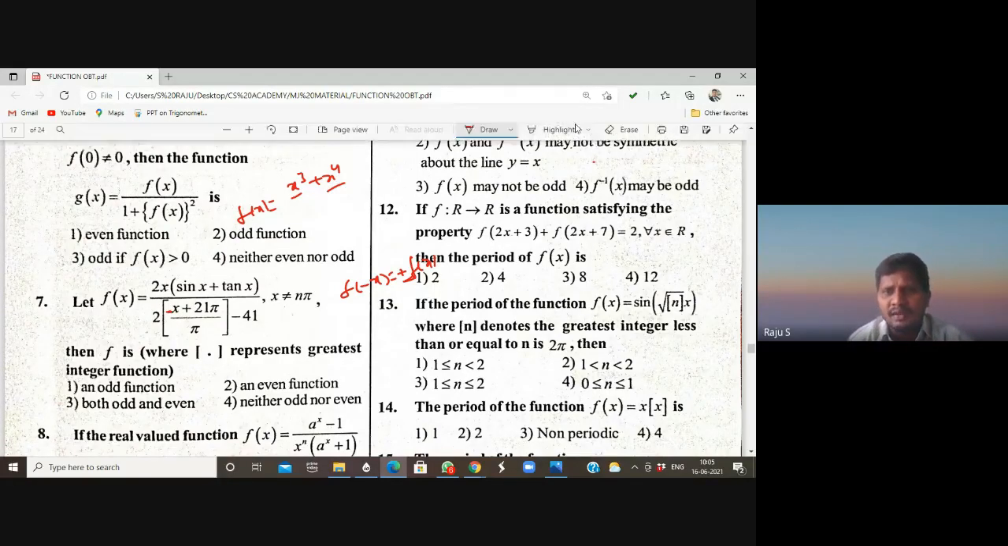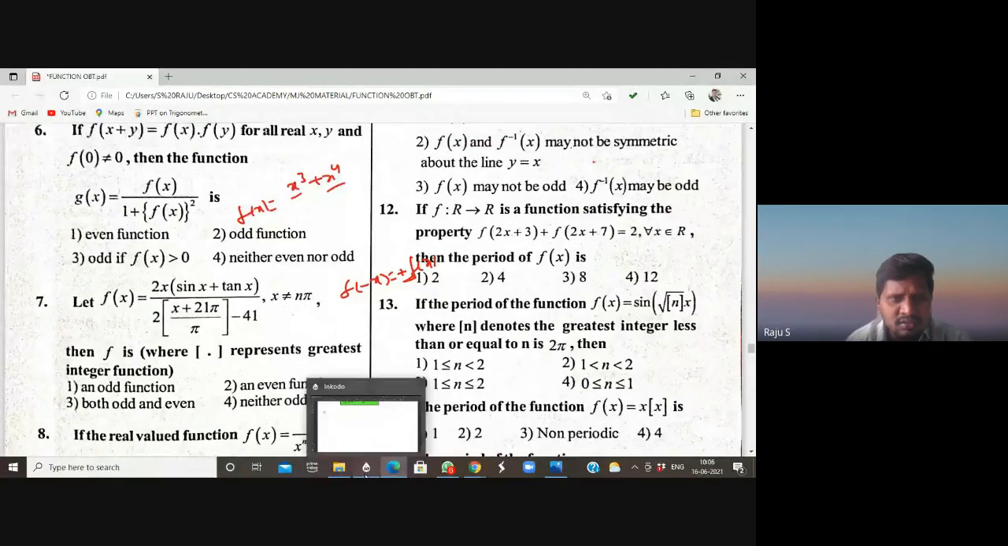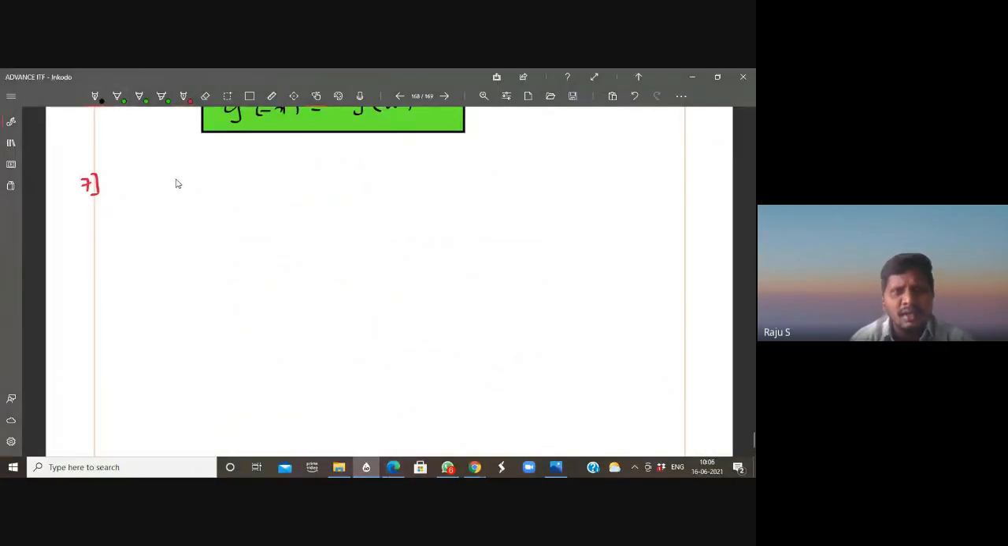First, I'm going to simplify this greatest integer alone. So what is the greatest integer? 2 times the denominator, I'm going to take just the denominator also: x plus 21 pi by pi minus 41. So I want to write it separately. Am I right? So now 2 times of x by pi, this is 21, minus 41.